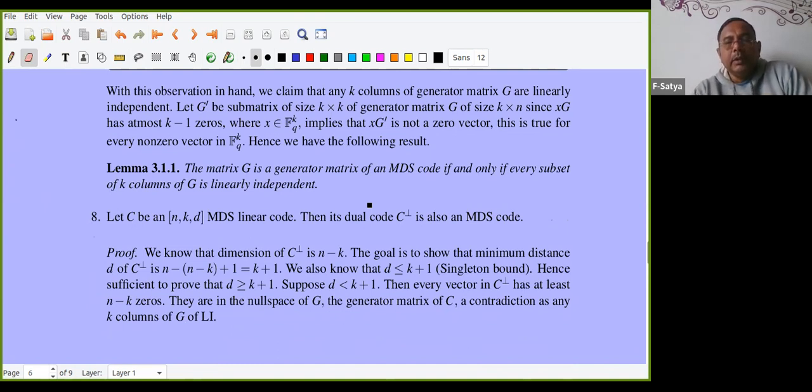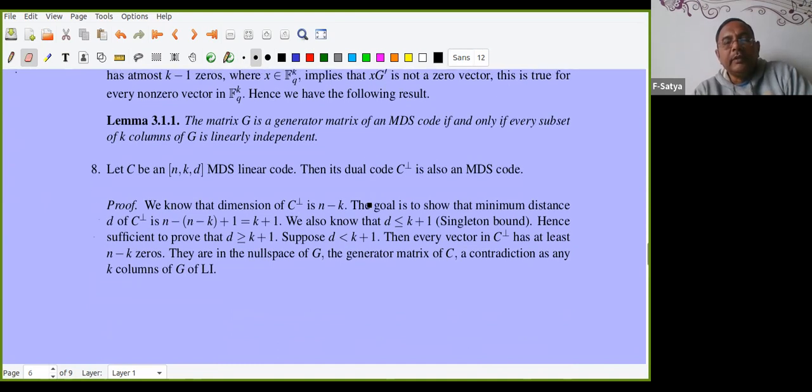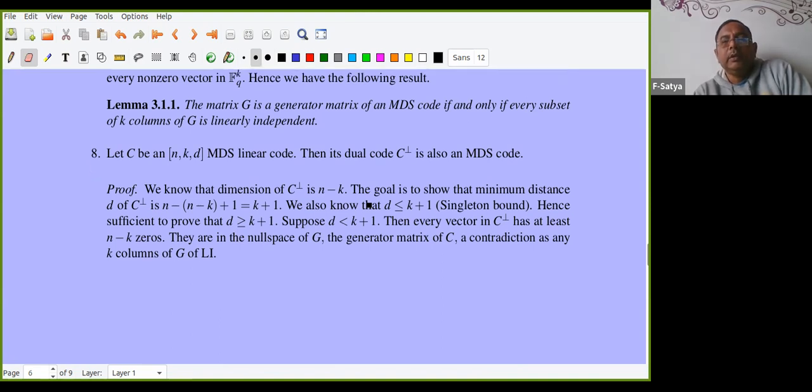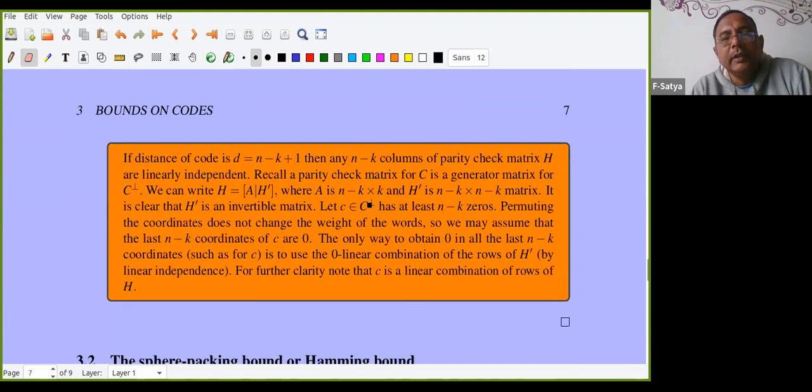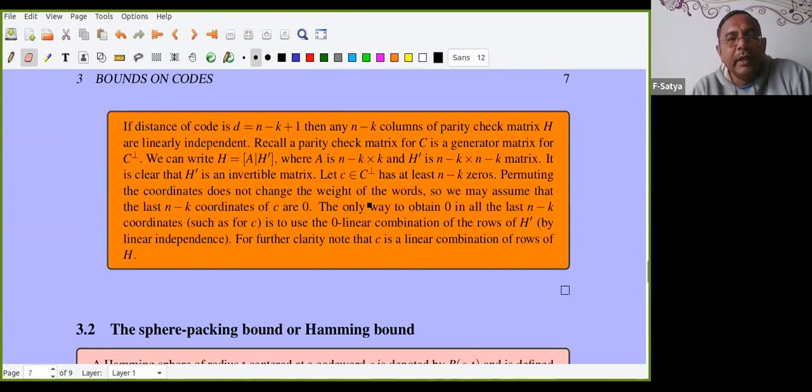Okay. So the next result is: let C be an (n, k, d) MDS linear code, then its dual C perp is also an MDS code. I have written some proof here, but I wrote something else also here, so you can take any one of them.